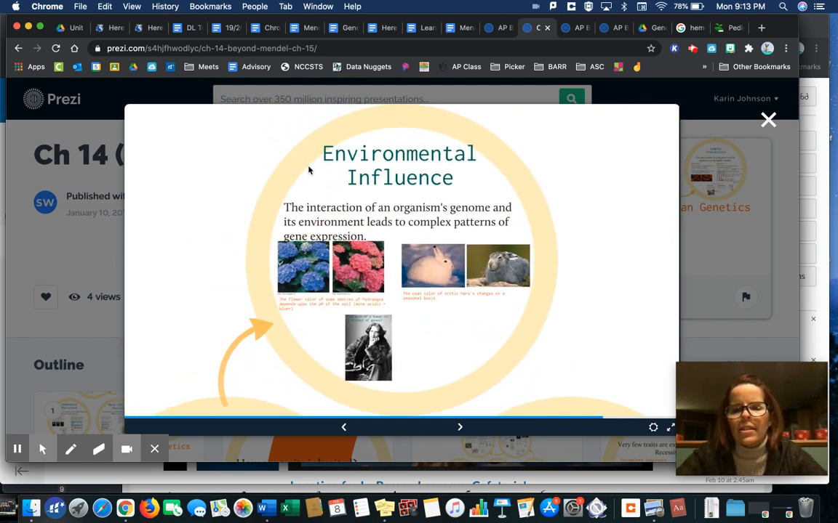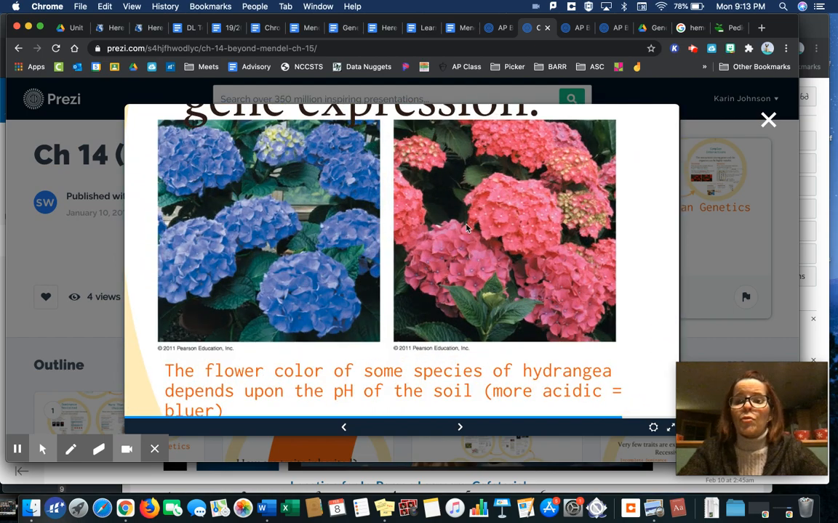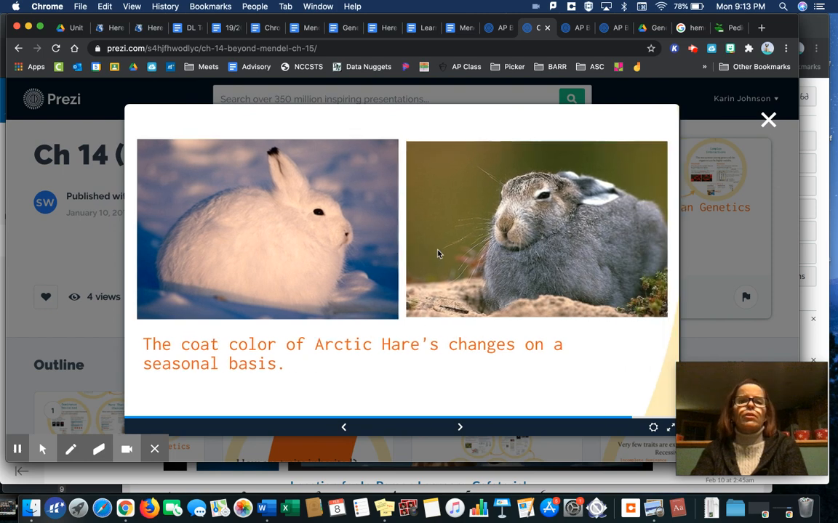So in this Prezi, phenotypic plasticity is like the idea that these are genetically the same flowers, but they look different depending on the soil that they're growing in, the pH of the soil that they're growing in. This could be the same rabbit. It's not, but it could be the same Arctic hare, but their coat color is dependent on the environment. It's dependent on the season of the year. And there's many, many other examples.